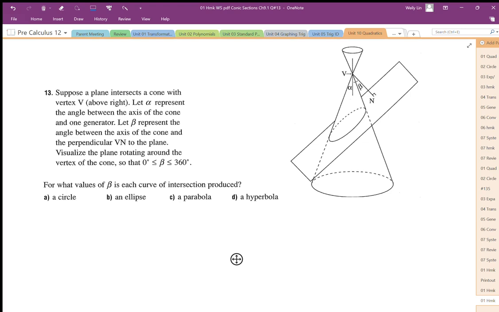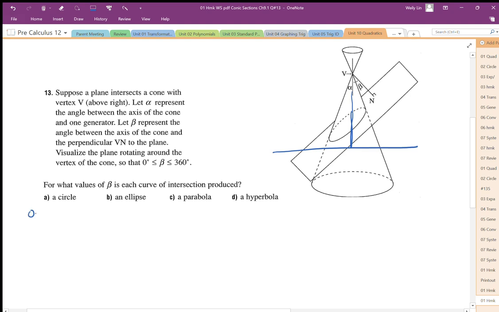Question number 13. It is pretty much the same problem as question number 12. What is implied is that this cone angle is actually 90 degrees. The solution that's given is based on a cone angle of 90 degrees. And again, if it's cut straight through here, where that perpendicular line angle is parallel with the middle line here, it's going to give us a circle.